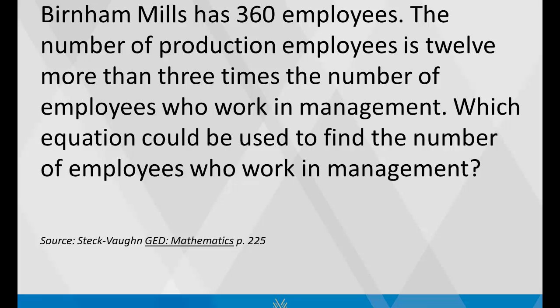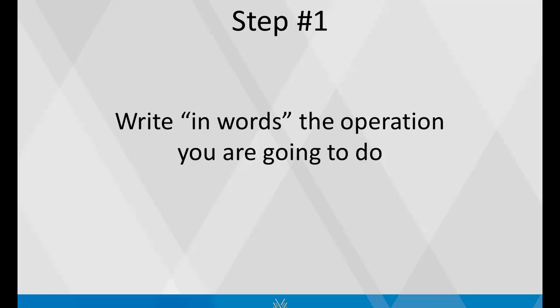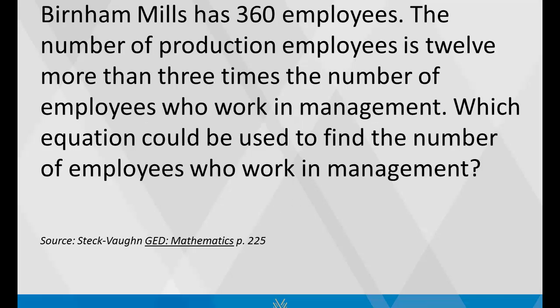Now let's follow 3 steps so that we can take this word problem and turn it into an algebraic equation. The first step is to write in words the operation you are going to do. In this case, we're going to be adding. In the example we just read, there are 2 types of employees we are going to add together. We will add the number of production employees plus the number of employees who work in management.